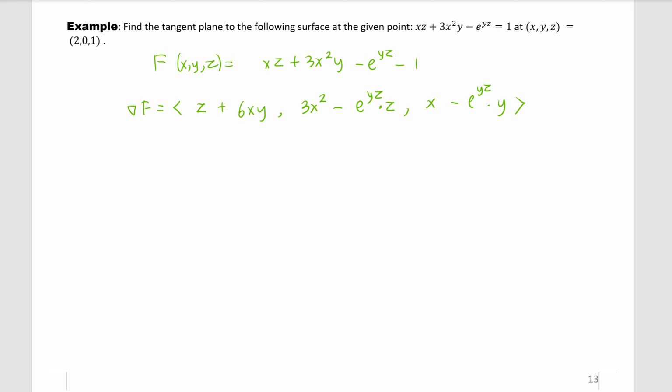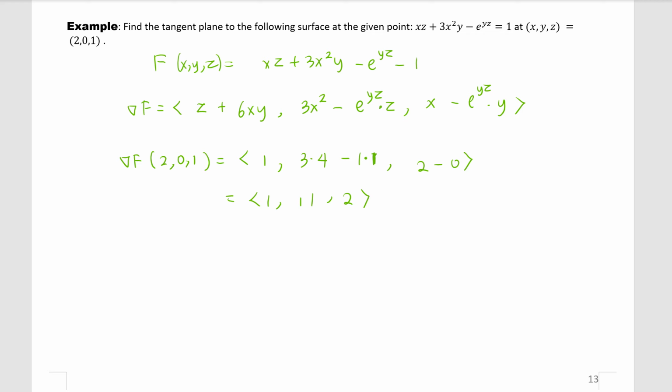So far, so good. And now we plug in (2, 0, 1). z is 1, y is 0, so 6xy is 0. 2 squared is 4, e to the 0 is 1, z is 1, x is 2. This term times y is 0. So 12 minus 1 is 11, and 2 minus 0 is 2. Okay, so we get the normal vector.